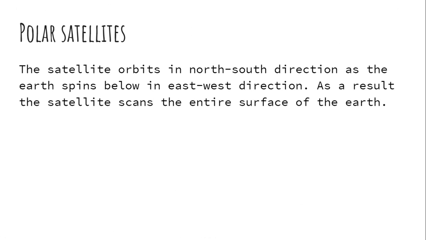Now, polar satellites. This is the complete opposite of a geostationary satellite. It orbits in the north-south direction as the Earth spins below in the east-west direction. As a result, this satellite scans the entire surface of the Earth. So basically, the satellite goes up and down around the Earth, and then the Earth also spins. So technically it covers the whole surface of Earth, and it can see the whole surface because they're going in completely opposite directions.